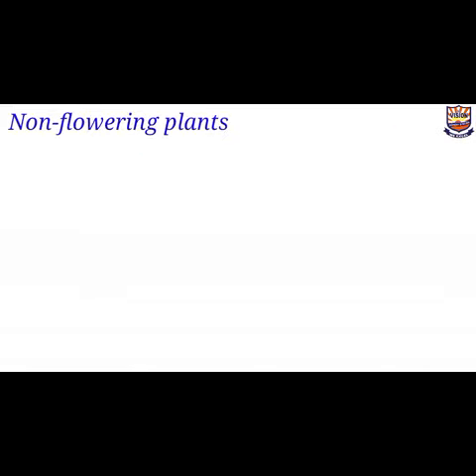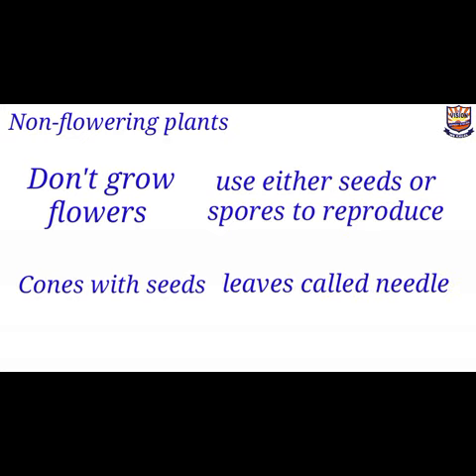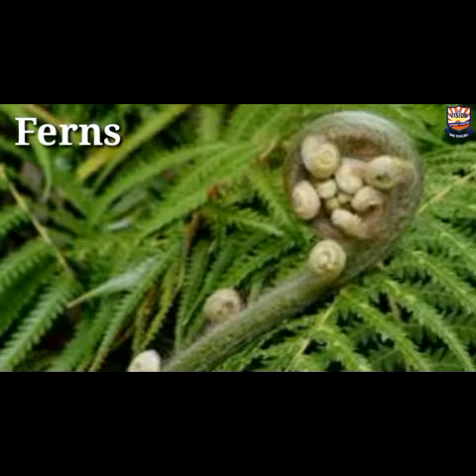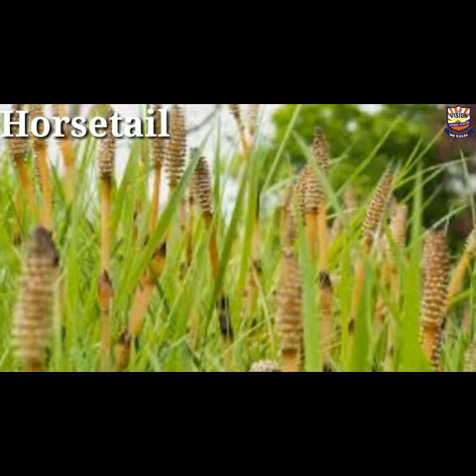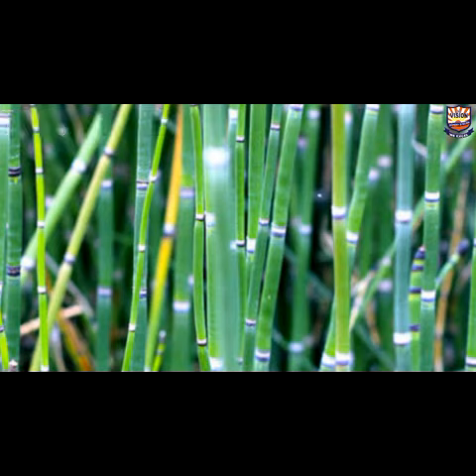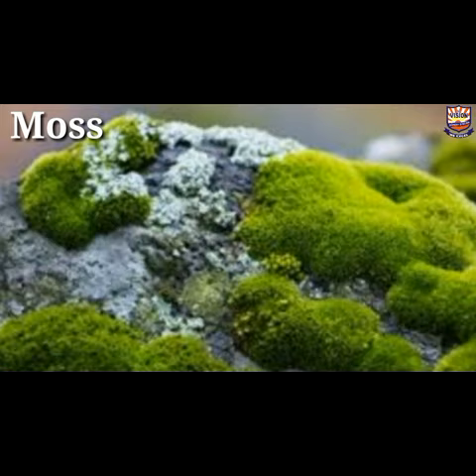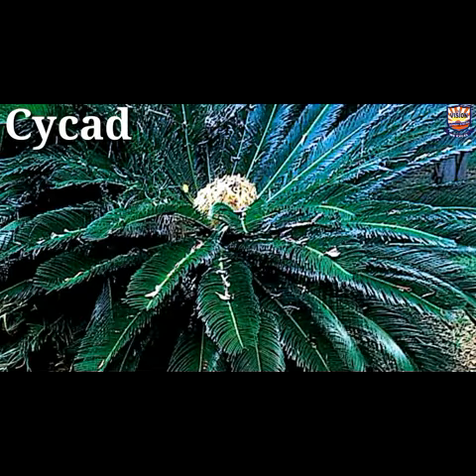There are some non-flowering plants. They don't grow flowers. They use either seeds or spores to reproduce. They have cones with seeds and leaves called needles, like this. Some of them are seedless plants like fern, horsetail, moss, mushrooms, cycads.